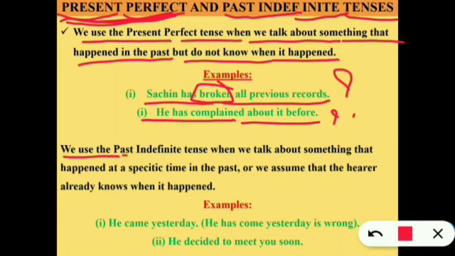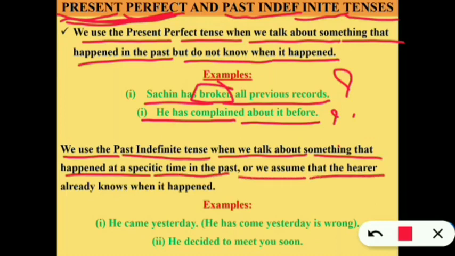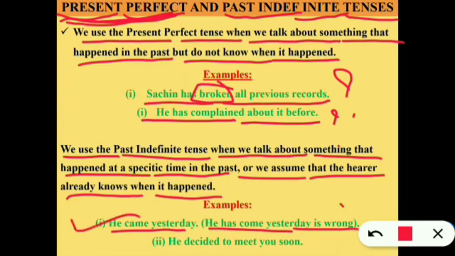We use the past indefinite tense when we talk about something that happened at a specific time in the past, or we assume that the hearer already knows when it happened. For example, he came yesterday. He has come yesterday is wrong. This is correct, but the other is going to be wrong according to the rules. He decided to meet you soon. So these are examples of past indefinite tense.